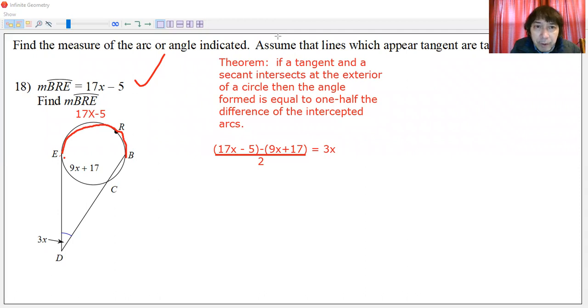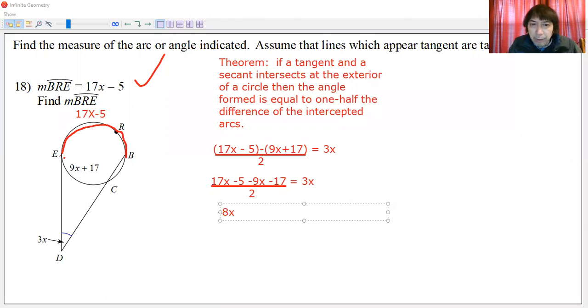Removing the parentheses, this will now be 17x minus 5 minus 9x minus 17, divided by 2 equates to 3x, and this will still have the divide symbol. Combining like terms: 17x minus 9x is 8x.